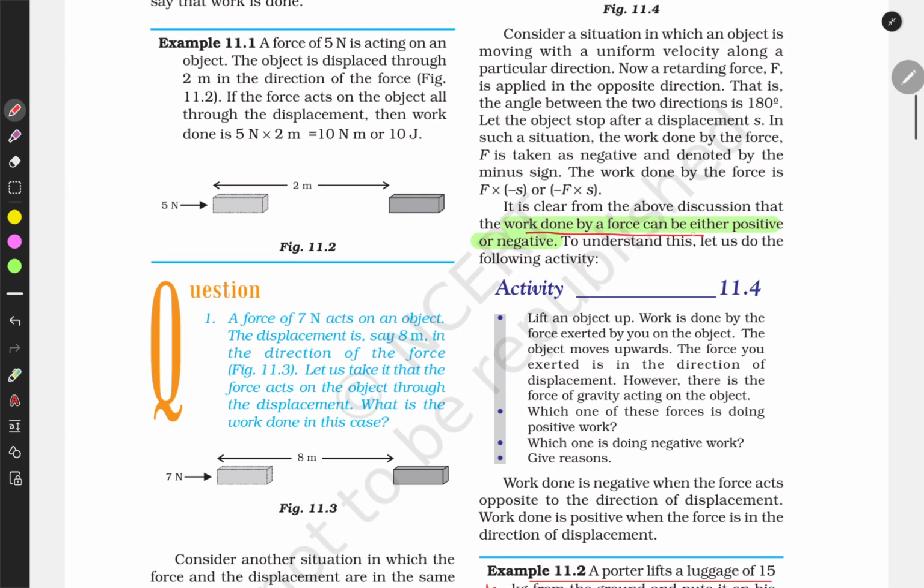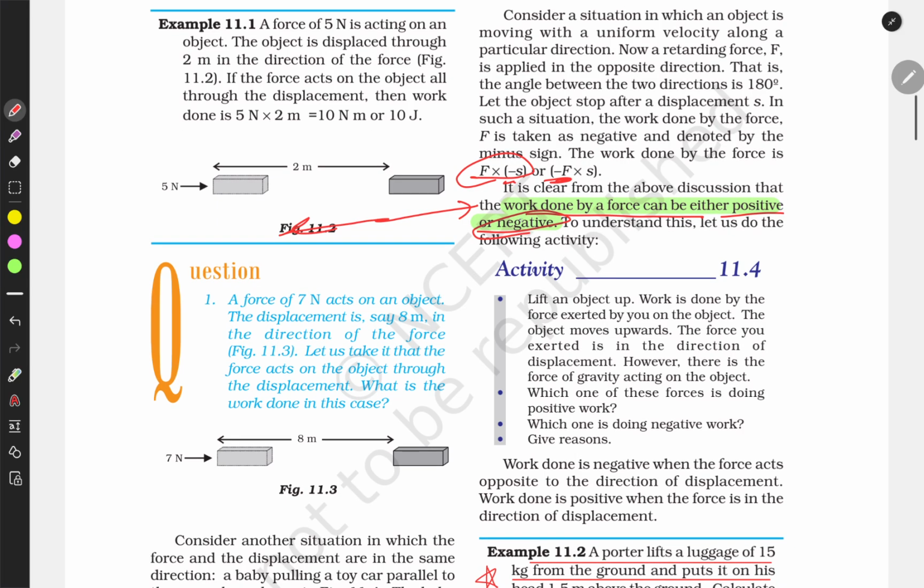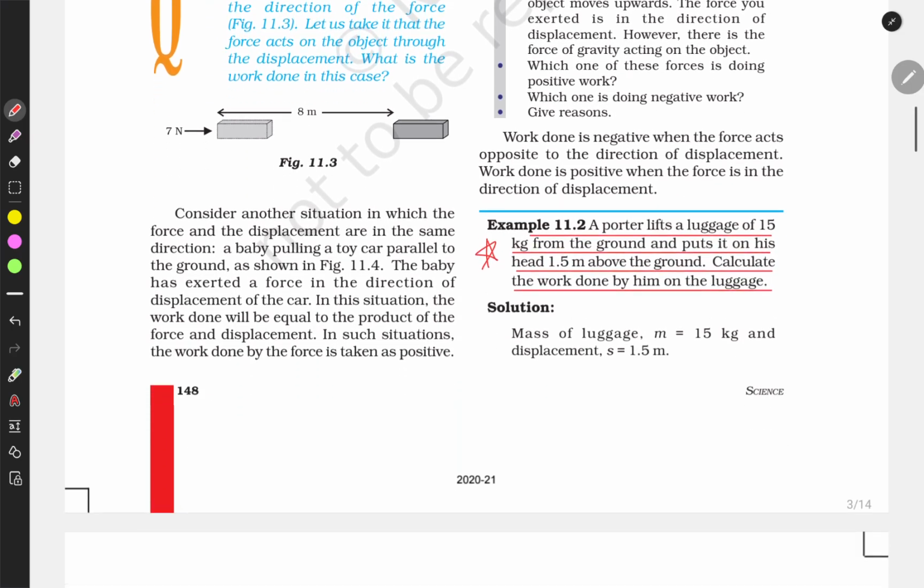And work done by a force can be either positive or negative. If the displacement goes this way it is positive, and if it goes the opposite way it is negative, and similarly force can be negative. So the work done can be both positive and negative.